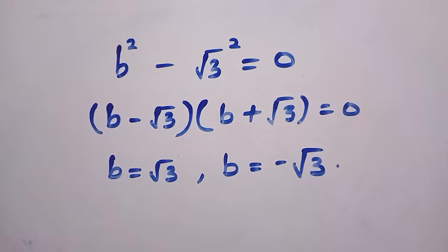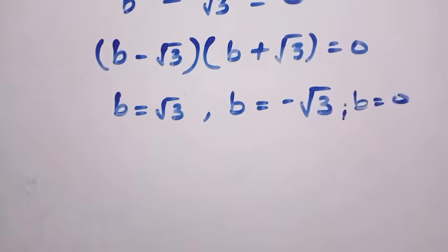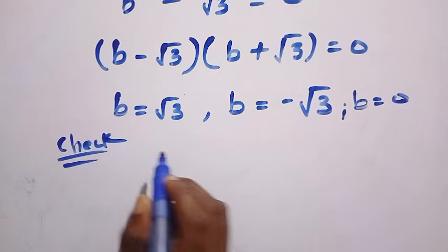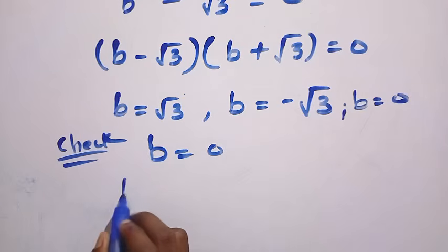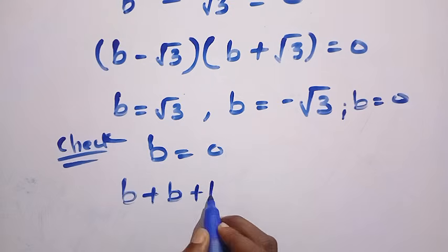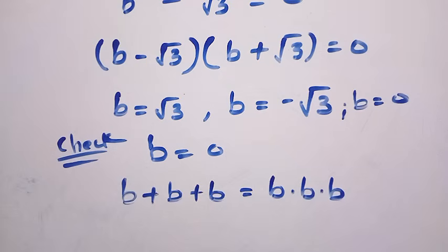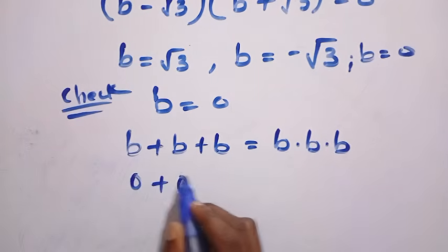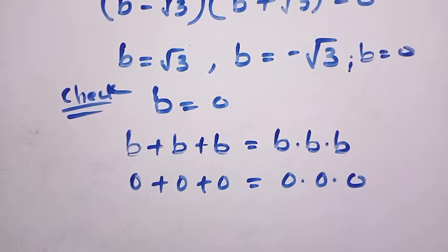So next, we are going to put the last one here as b equals 0. Let's check. For when b equals 0, from the given question, we have b plus b equals b multiplied by b multiplied by b. By substituting, we have 0 plus 0 plus 0 equals 0 multiplied by 0 multiplied by 0. And the whole of this is 0 equals 0.